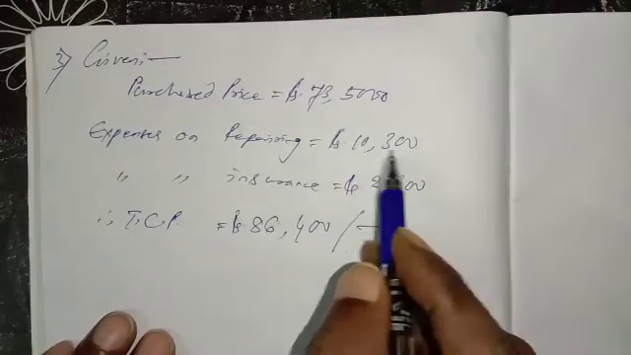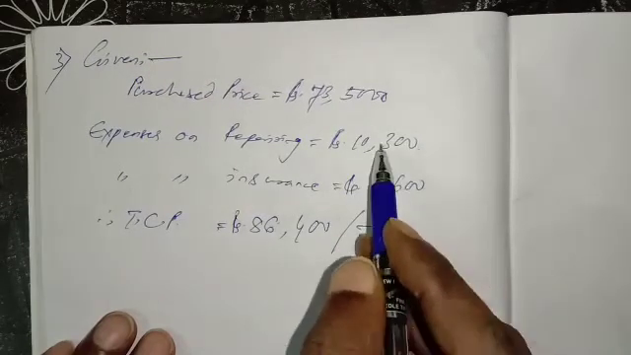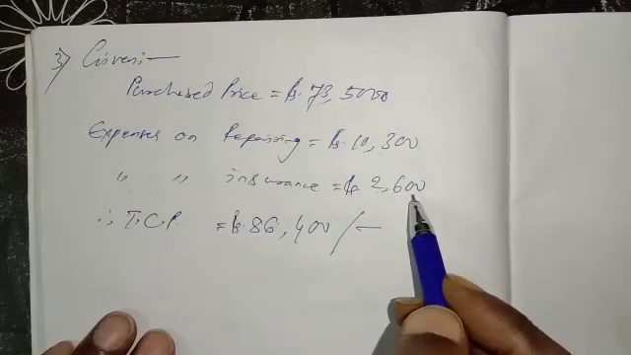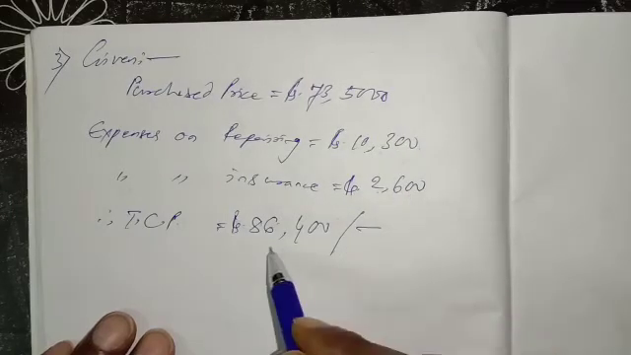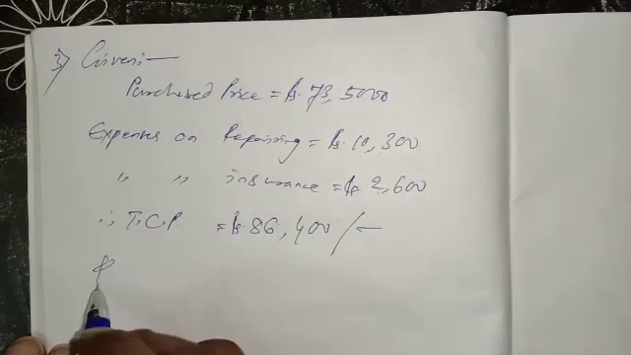73,500 plus 10,000, it is coming 83,800. 83,800 plus 2,000, that is 85,800. Here 600, that means 1400. 86,400. This is the total cost price, and selling price given.